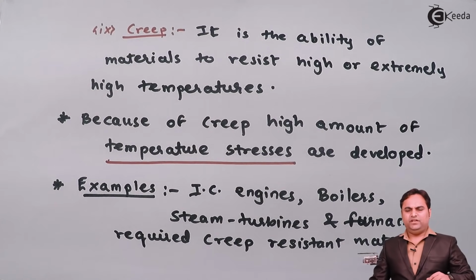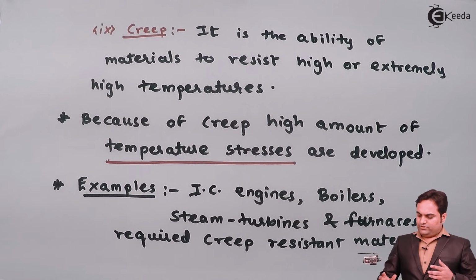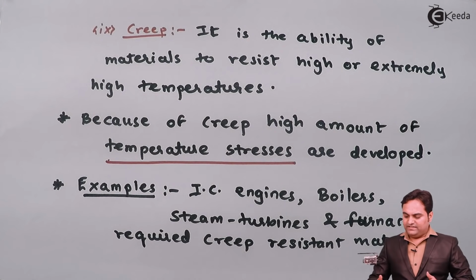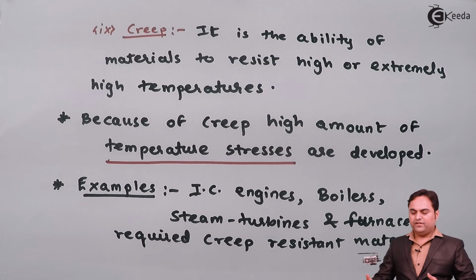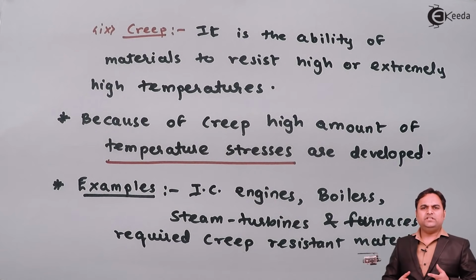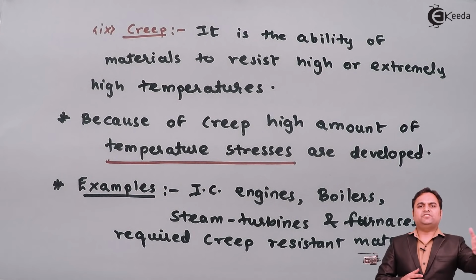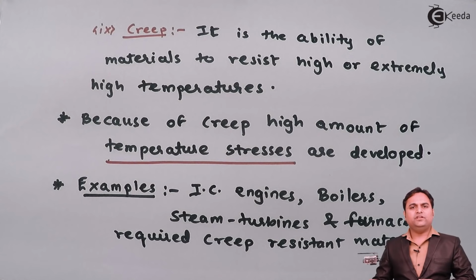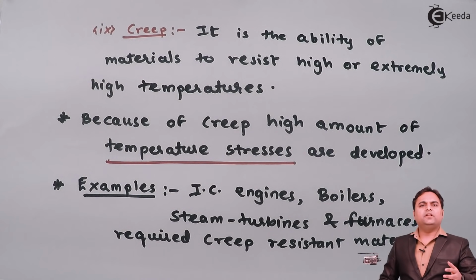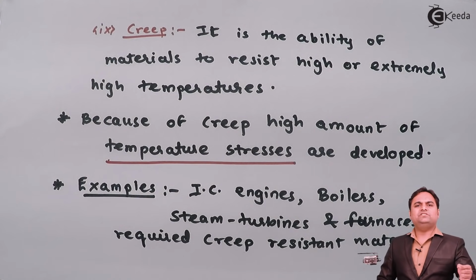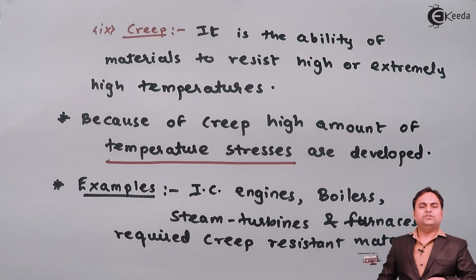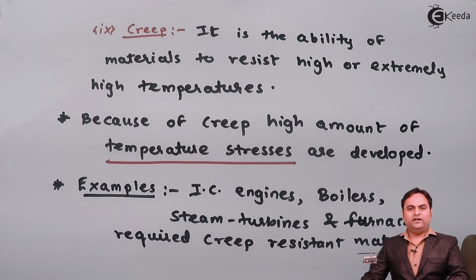Means materials, see, as we can just look at the examples like IC engine, boilers, steam turbines and furnaces. In all of these we have very high temperatures. We can say from high to extremely high temperatures. So the materials which we should use in these machines, they should be creep resistant. They should not change their shape when the temperature is high. So this was regarding creep, and last we can see the next property, which is called as fatigue.